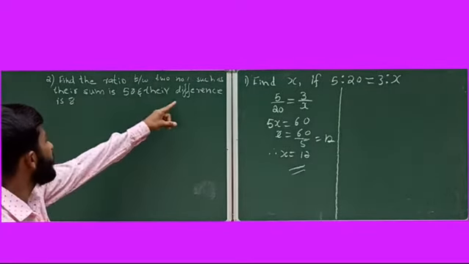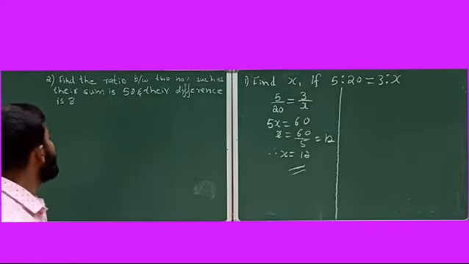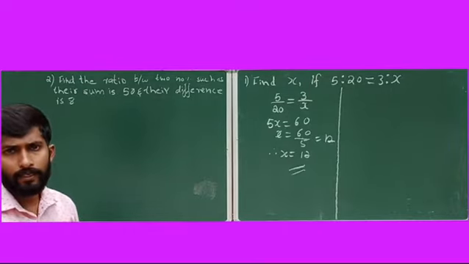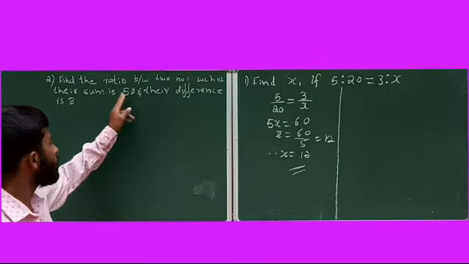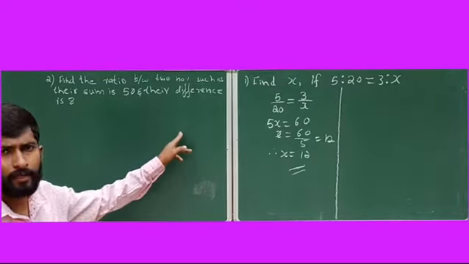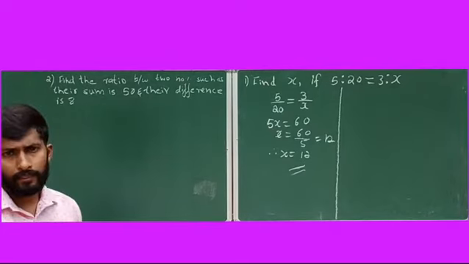See the second question. Find the ratio between two numbers such that their sum is 50 and their difference is 8. Here the two numbers are not given. The given data is the sum of the two numbers is 50, and if you subtract one number from the other, their difference is 8. First you need to find the numbers, then take the fraction. That gives the ratio between the two numbers.